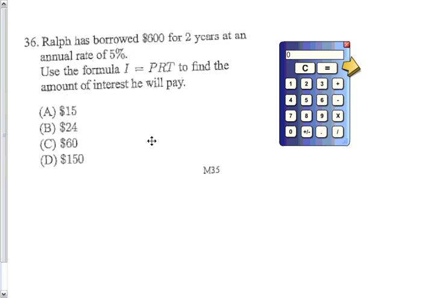Got another percent problem here. This one is pretty straightforward. Just as long as we make sure we convert our percent to the decimal correctly before we type it all into the calculator and get our answer, we should be pretty good.